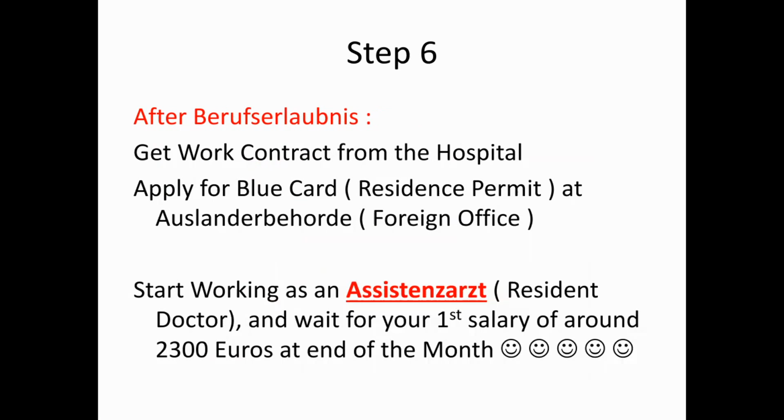The next step is, after the Berufserlaubnis, you go to the hospital and get your work contract. And now this is a binding work contract, a proper contract. With this contract, you go to the Ausländerbehörde, that is the Department of Foreign Affairs. It's a government office, and there you apply for a blue card, that's a residence permit. Because till now you have been here on, say, a tourist visa, a visitor's visa, a job seeker visa or a student visa. So you are not allowed to work, you are not allowed to earn salary. Now with this blue card, you will be allowed to earn salary. So you apply for that, and that is also your Arbeitserlaubnis. Arbeitserlaubnis is a working permit. That is also the same.